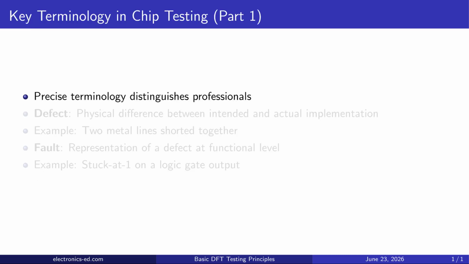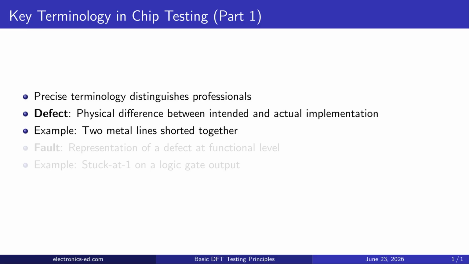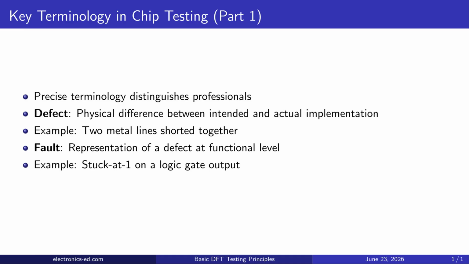Using precise terminology is what distinguishes professionals in the field. A defect is a physical difference between the intended and actual implementation. For example, two metal lines that are shorted together represent a defect. A fault is a representation of a defect at the functional level. An example would be a stuck at 1 on a logic gate output.